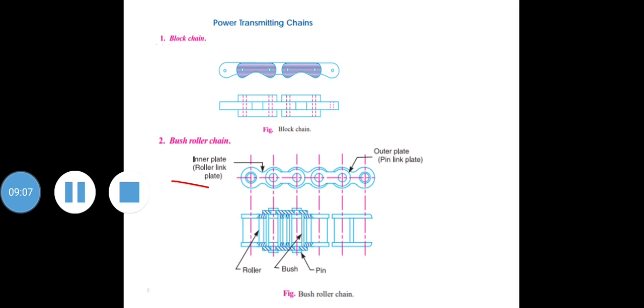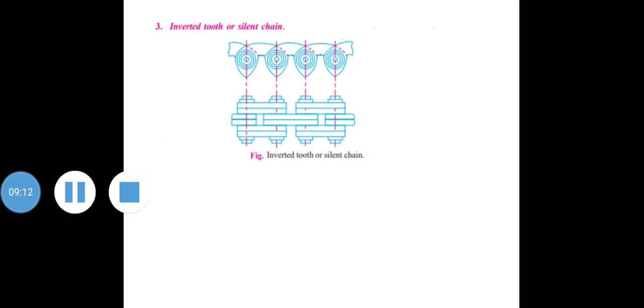Now coming to the third type of power transmitting chain, which is called the inverted tooth or silent chain. This chain is designed to eliminate the evil effect caused by stretching and to produce noiseless running. The silent chains are used where maximum quietness is desired. It gives smooth and durable service when properly lubricated.